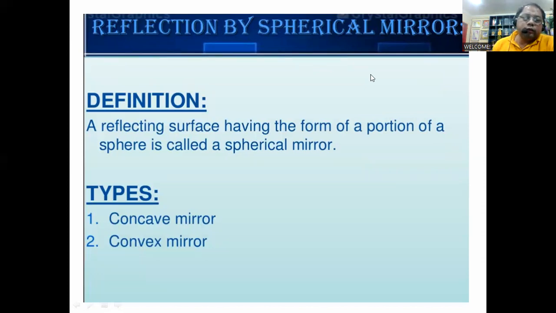Now, for our spherical mirror, we have two types of spherical mirror. We have concave and convex mirror. So there are some reflecting surfaces having the form of a cut portion of a sphere, or round object, and maybe you put some shiny thing on one side. If it's a glass, then you are able to have a convex or a concave mirror.